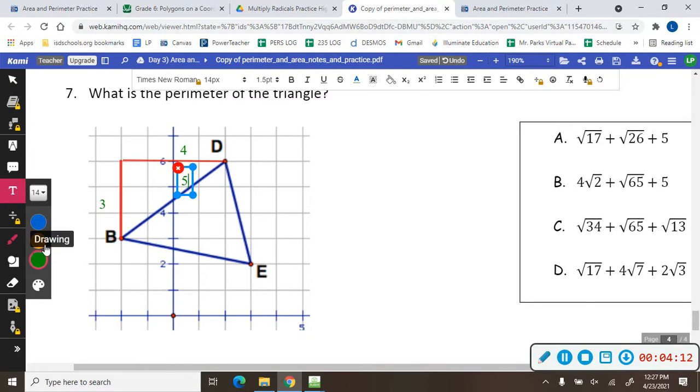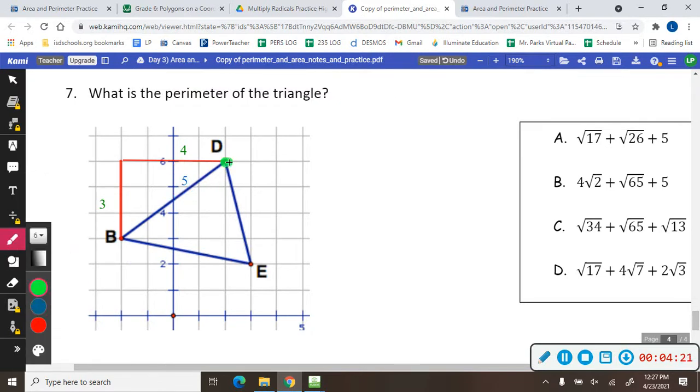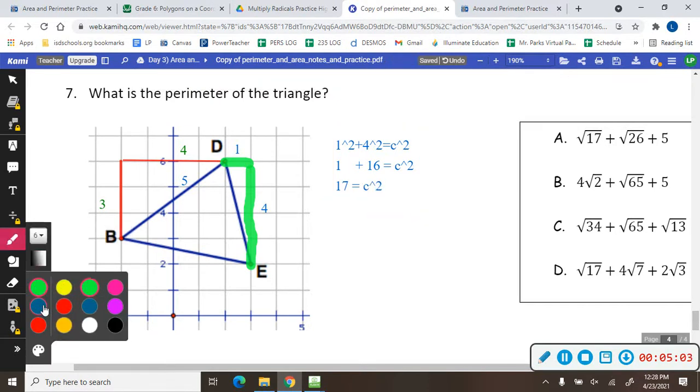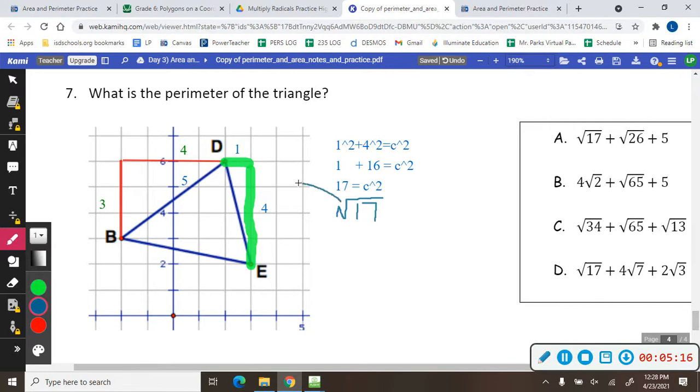All right. Now I could make this into a triangle. So from here to here, that's 1. And how far is it from here to here? That's 1, 2, 3, 4. So this is 1, and that's 4. So if I use the formula, that's 1 squared plus 4 squared equals c squared. 1 squared is 1. 4 squared is 16. That's 17 equals c squared. Looking at my work, it looks like they leave it as a radical, so take the square root, and I get square root of 17. So square root of 17 goes right there.